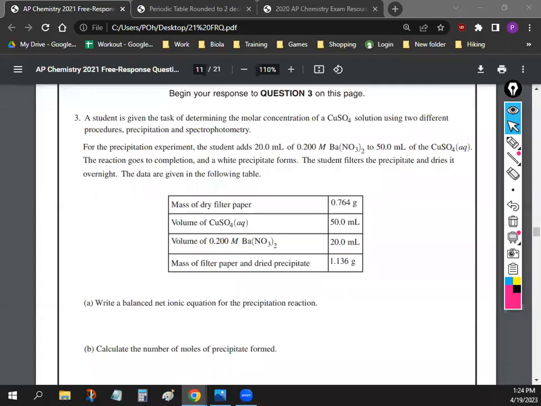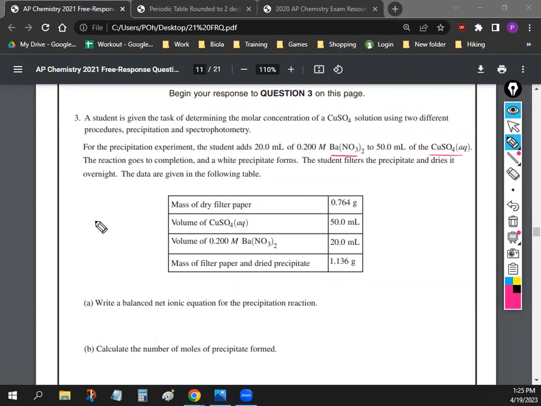All right, so we got all this information. I'm not going to go through it. You should have read it as we were going through it, or as you tried this out. But you want to write the net ionic equation for the precipitation reaction. If you take a look at the problem, there are 2 compounds that you are combining. You got barium nitrate and copper 2 sulfate. So I'm going to write the full equation first, and then we're going to get the net ionic from there.